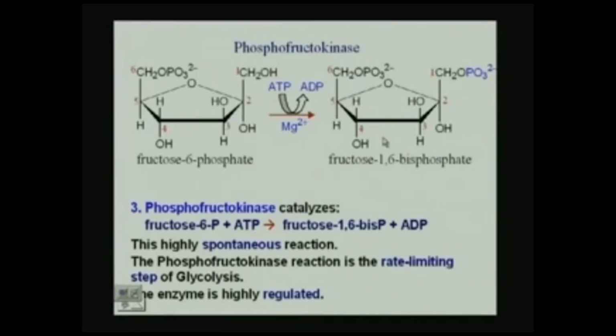In the next step, there is going to be the breakdown of this. How many carbons do we have here? 6. Glucose has 6 carbons. We have 6 carbons here. We have 1, 2, 3, 4, 5, 6.